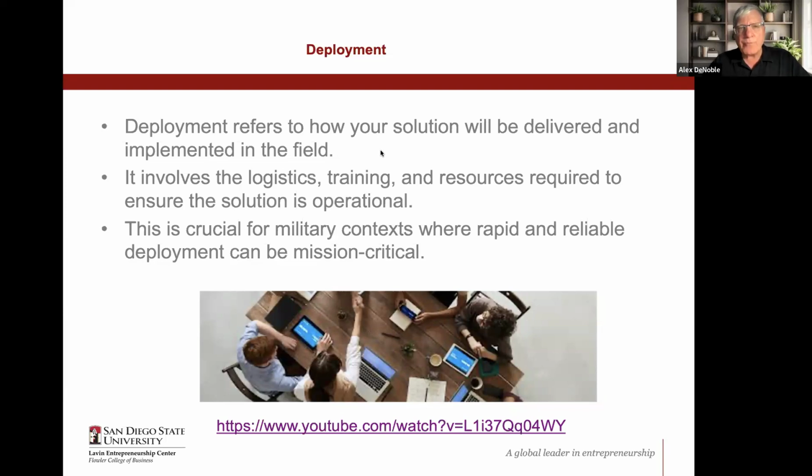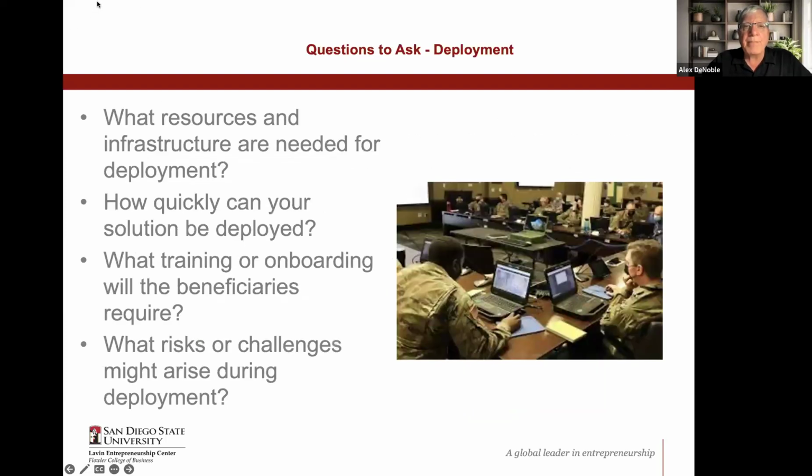So this is what we're talking about in deployment. If you come up with a solution, you're working with your key contact, try to learn what it would take for that solution to be implemented in the company in terms of any training, any resources, any other logistics that might be required. So here are some possible questions you might ask your client when it comes to deployment.